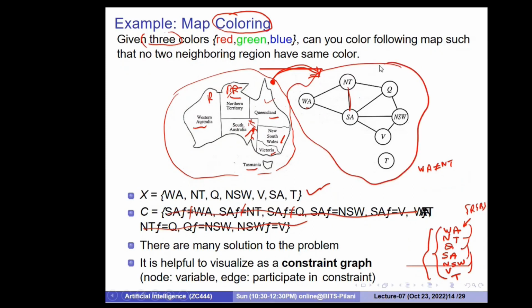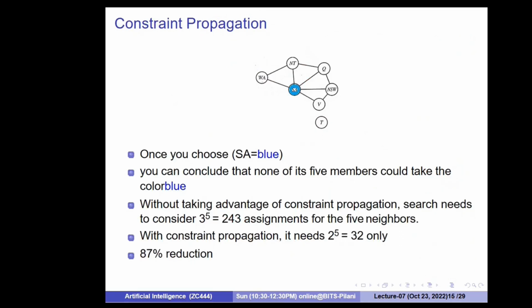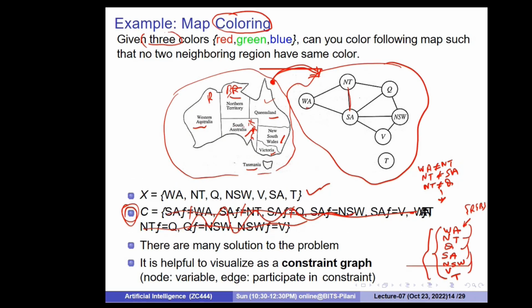No problem. Now let me write what the constraints are. The two values should not be the same. WA is not equal to NT, WA is not equal to SA, and NT is not equal to Q. And similarly, I can write multiple things. I ask all of you to write this. There is some problem because I have done the conversion, which is why it is not coming out correct.